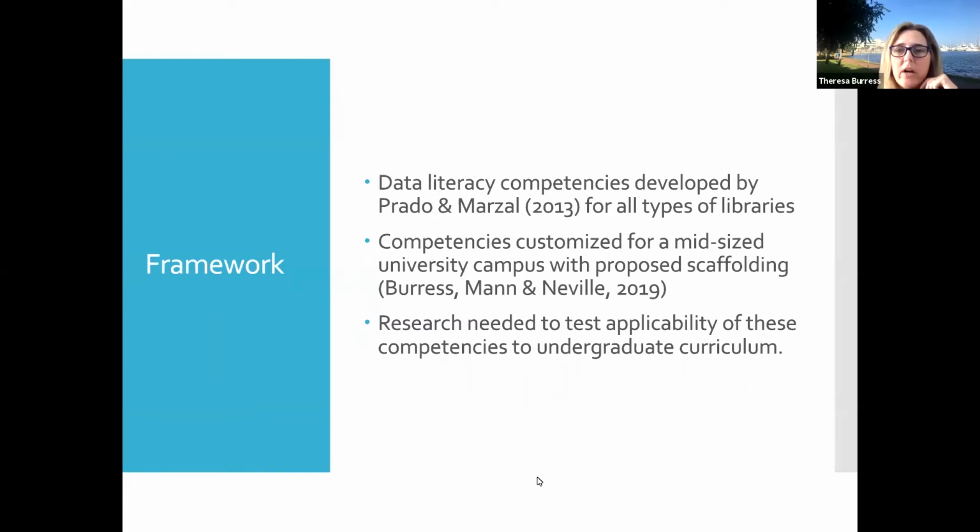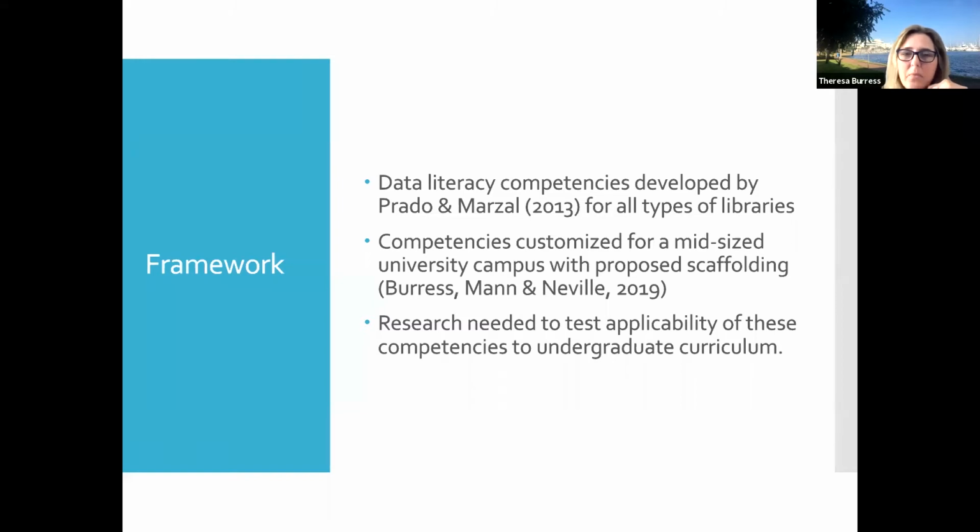So starting with that definition in mind, Emily and I actually facilitated a faculty learning community, much like the one that Jennifer talked about earlier. And we tried to adapt and customize Prado and Marzal's data literacy competencies specifically for a mid-sized college campus. And we came up with a preliminary set of competencies with some proposed scaffolding, and we published that last fall.